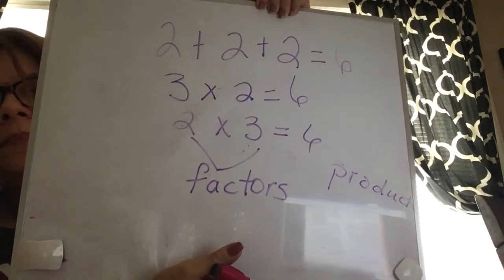Got that? Good. Let's do another one to review. So when we are multiplying by 2, you are basically skip counting or counting by 2. Okay? Don't forget that. Let's try this one.